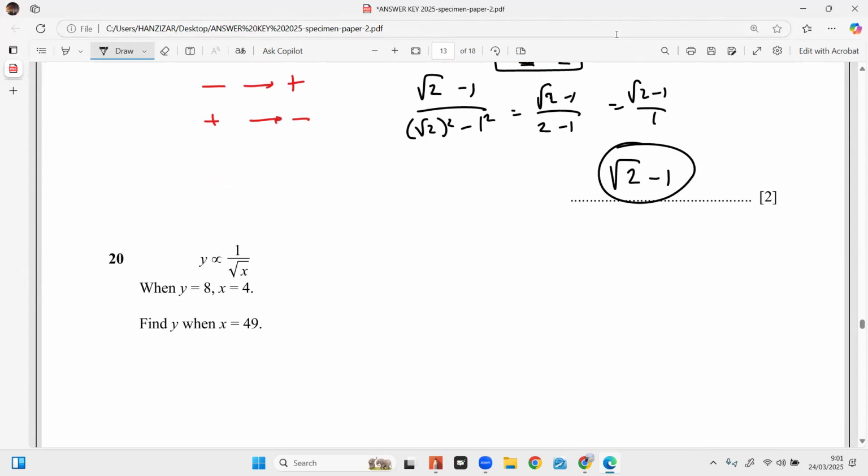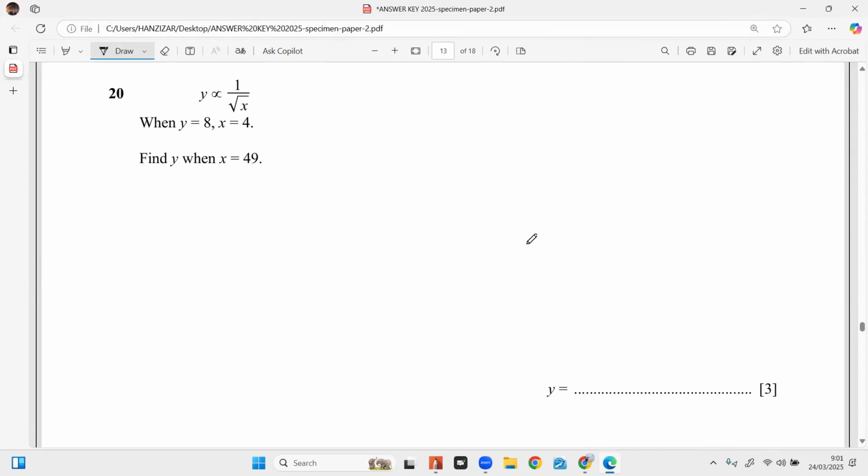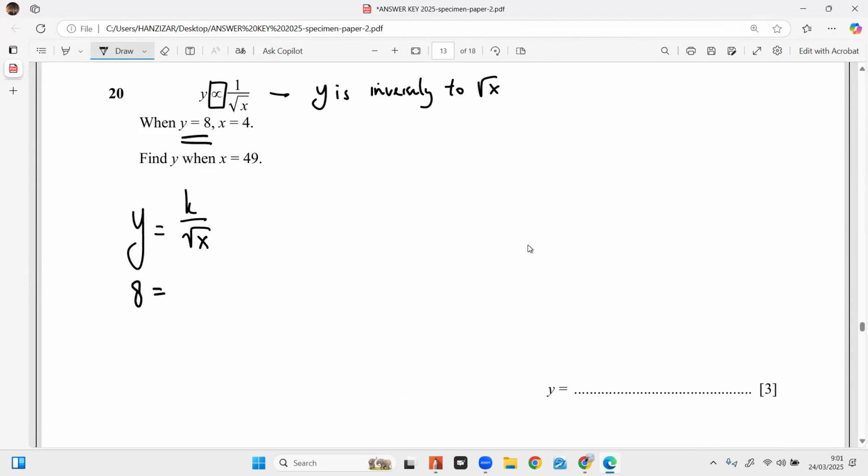Okay, guys, for number 20, listen. So this is proportionality. So we can say that y is inversely proportional because 1 over 2 square root x. Then you can write down the formula y equals k over square root x. When y equals 8, the x equals 4. The square root of 4, let it be. Just put all the info.